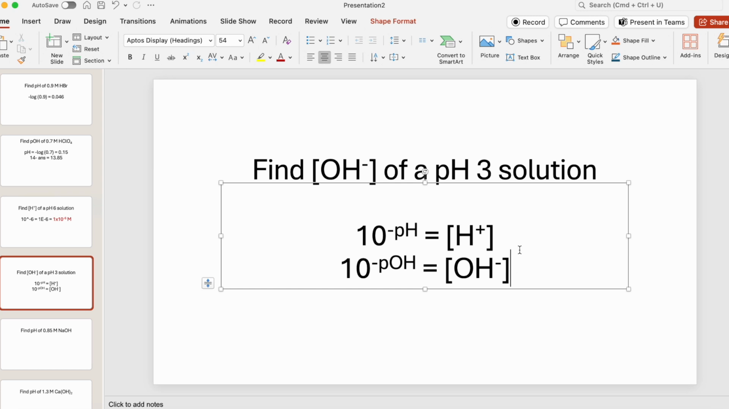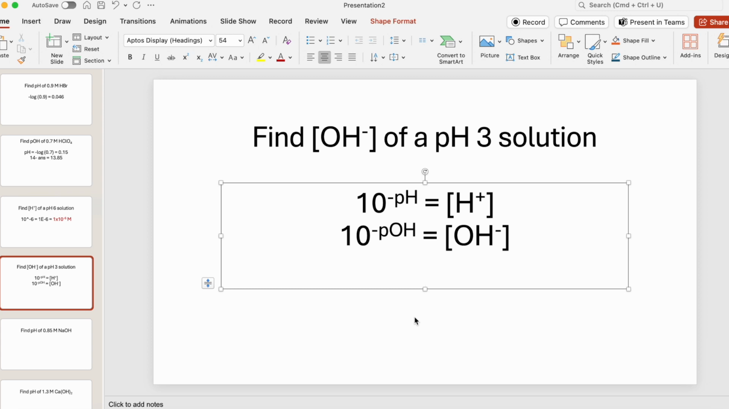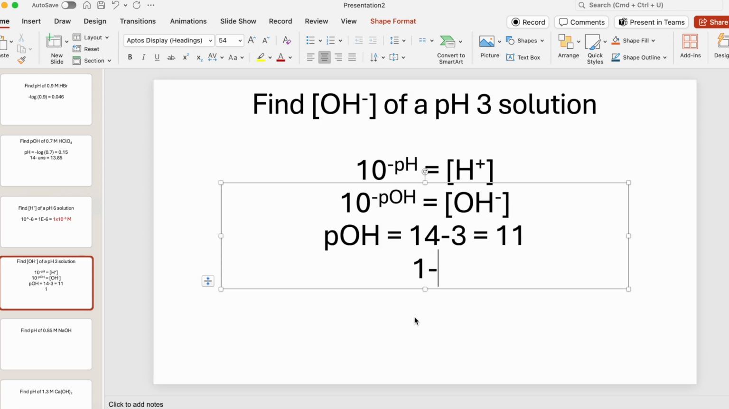So if we want 10 to the negative pOH, well, first I need pOH. So what's pOH? It's going to be equal to 14 minus the pH. So that's just 11. So now I just do 10 caret negative 11, and that's just equal to 1 times 10 to the negative 11th. That's it. So I'm going to bold this. There's your answer, and again, you need units here.